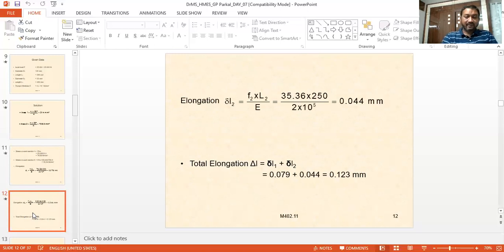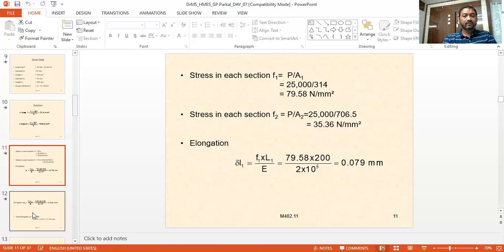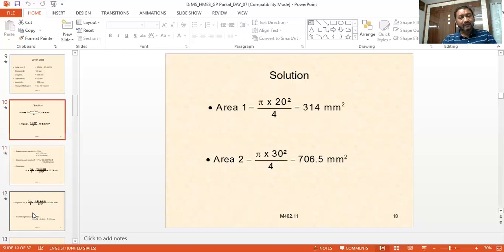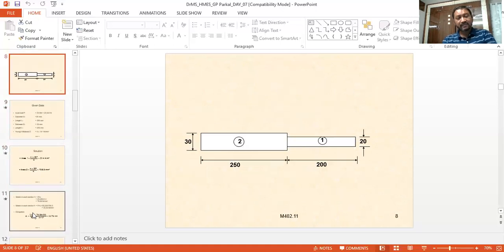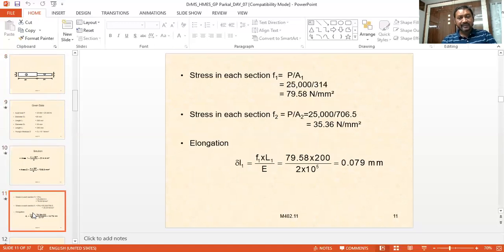That's why in this example, section 1 is having the smaller area, and section 2 is having the larger area. So section 1 is having the maximum stress, that is 79, and section 2 is having the minimum stress, that is 35.